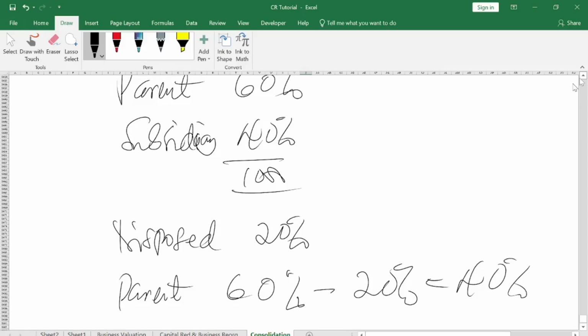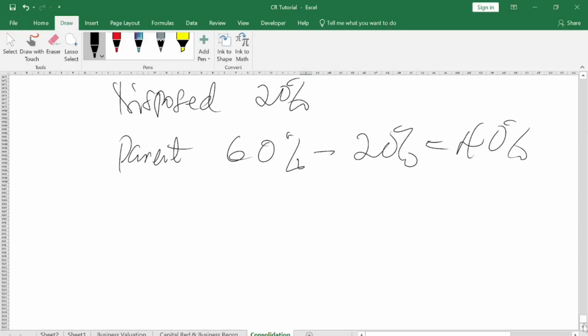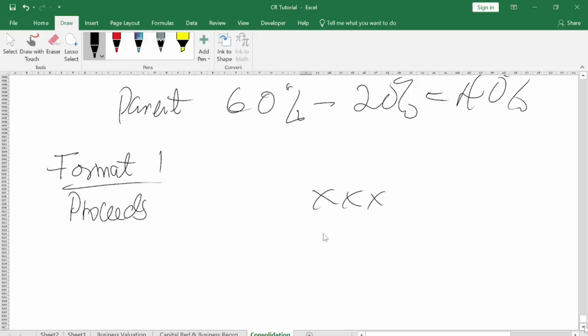So how do we go about control to no control? How do we analyze it? Control to no control is like you are disposing of a majority share of the company. Now, how do we account for it? We have two methods or formats of accounting for control to no control. In format one, you will have the proceeds here. Then the investment that you are currently holding, how much is left after you sold the company, you will add it here.